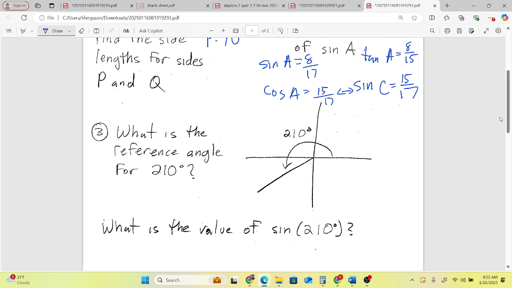So now let's go to the next one. Okay, so reference angle. A reference angle is an angle that's between 0 and 90. It's not going to be over 90 degrees. And there are rules that go with whatever quadrant I'm in.